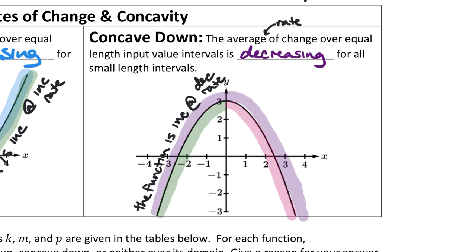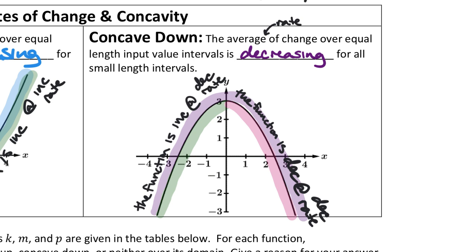If this was measuring speed, it's slowing down. Then we go to the other side, and this time the function is decreasing at a decreasing rate, because it's concave down, so the average rate of change is getting smaller. We're getting steeper negative. So it's a decreasing rate.